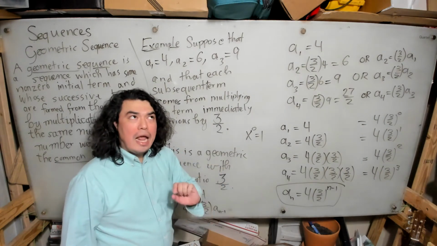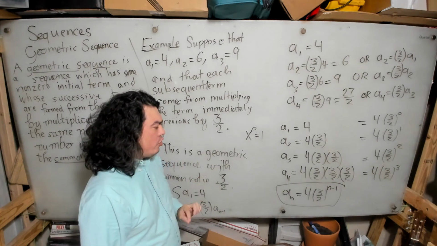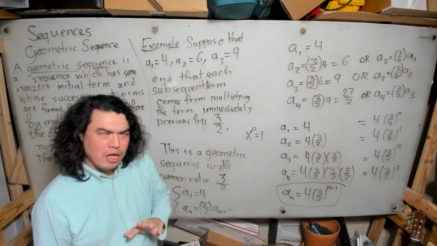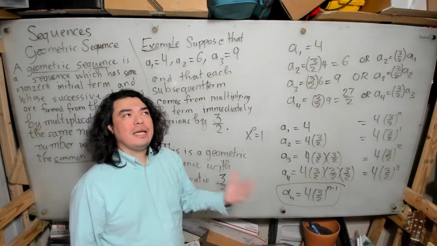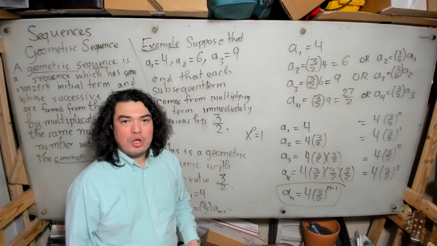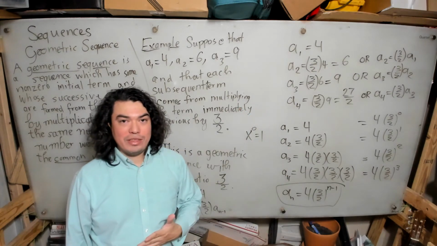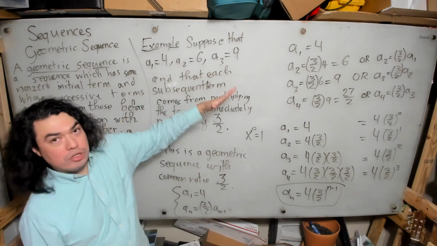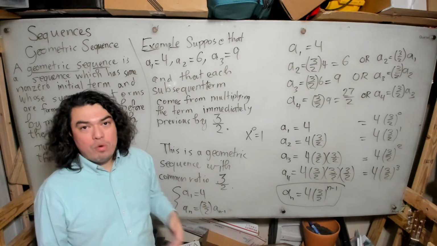So now I've calculated an explicit formula for the nth term of this geometric sequence. And as we saw before in the arithmetic sequence example, if we wanted to calculate, let's say, the 100th term of the sequence, we would have had a ton of calculations to do to get there. Same thing here. If we wanted to calculate the 100th term, we would have to multiply by 3/2 over and over and over again.